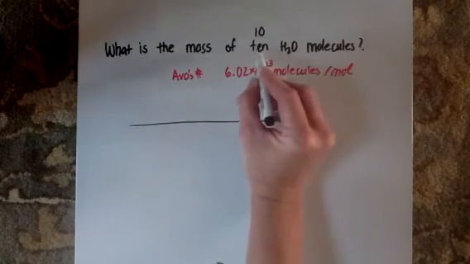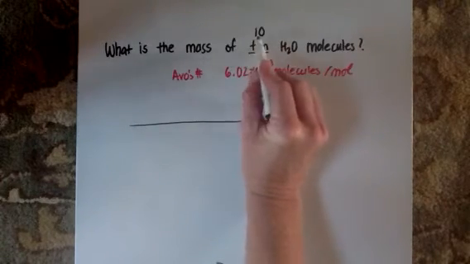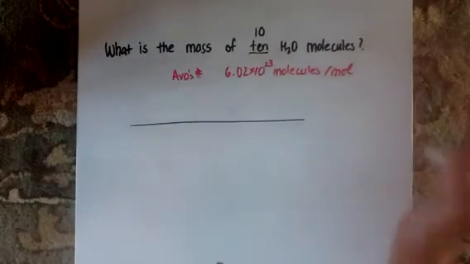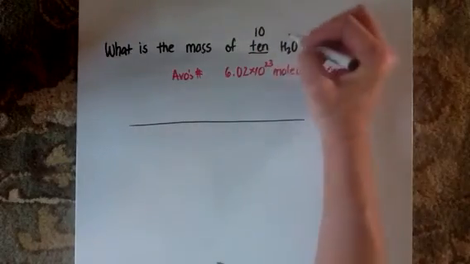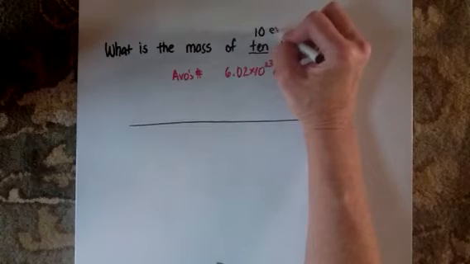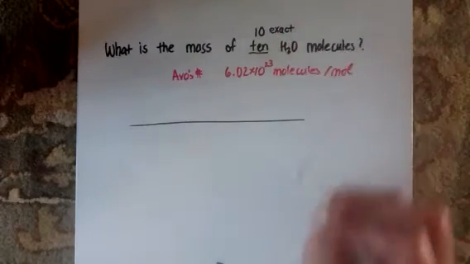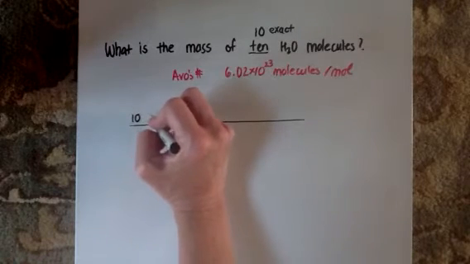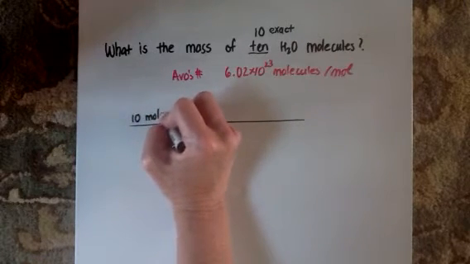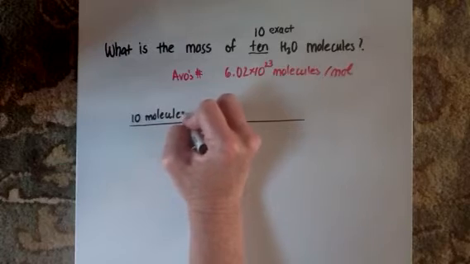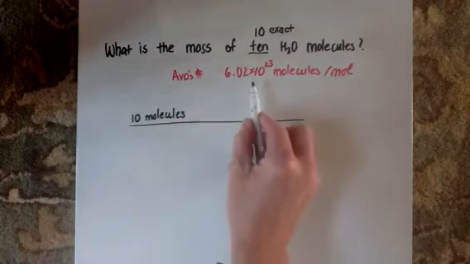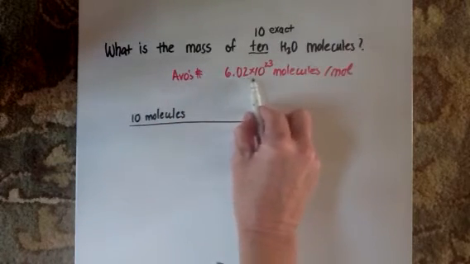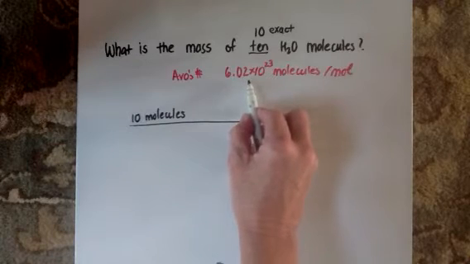Now notice that I wrote out "ten" instead of writing the number, and there's a reason for that. When it's written out like this, it implies that that number is exact. That means it has infinite sig figs. I'm talking about exactly ten molecules. It will not affect how many sig figs I have in my answer, which Avogadro's number will. This number has been rounded off. It only has 3 sig figs.